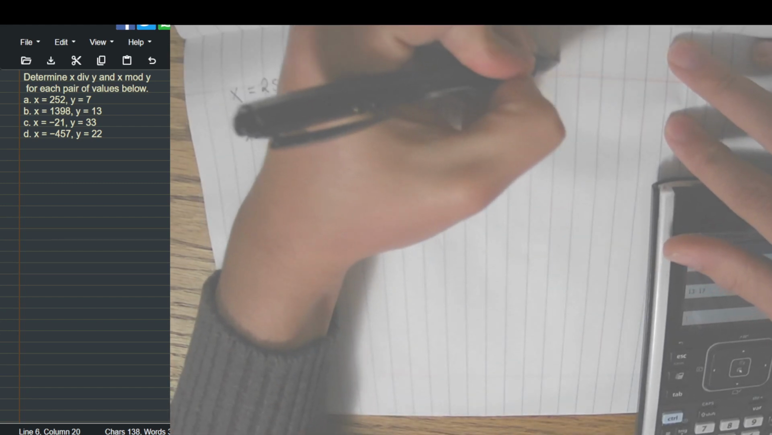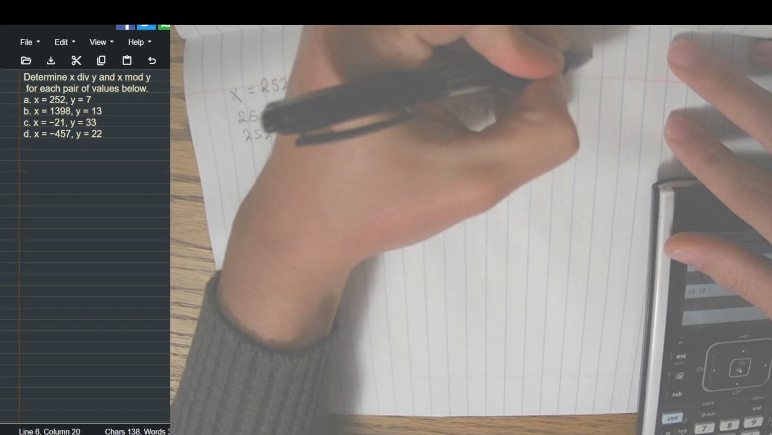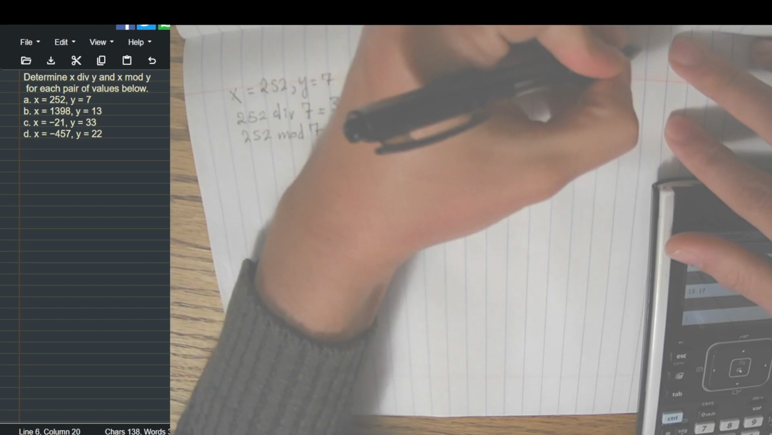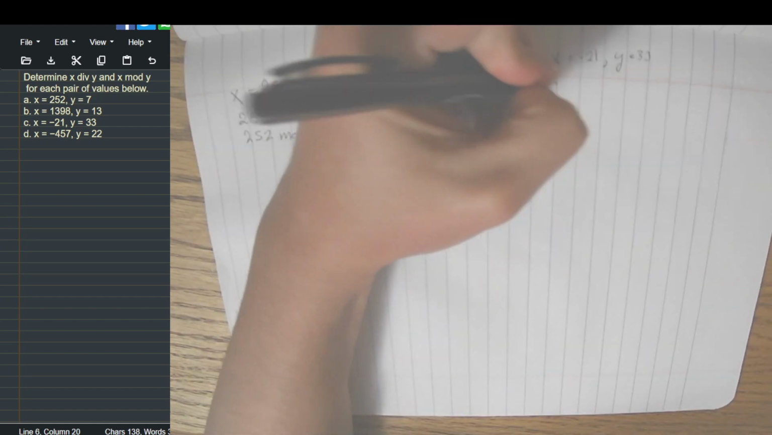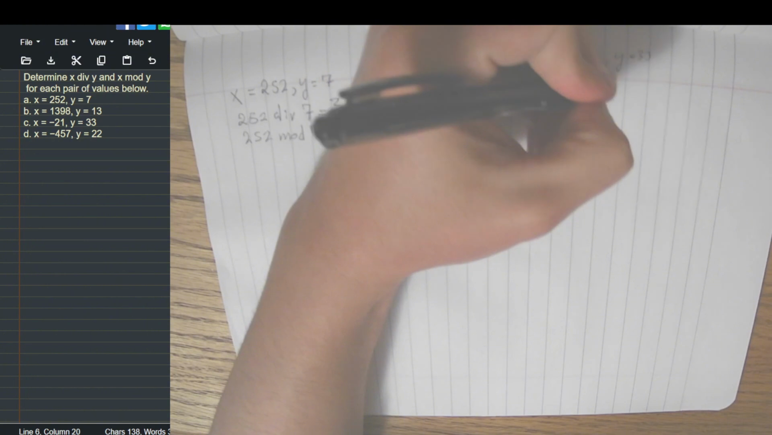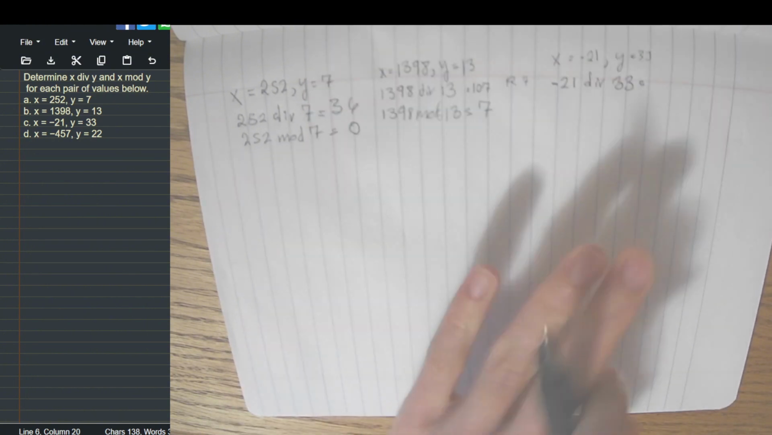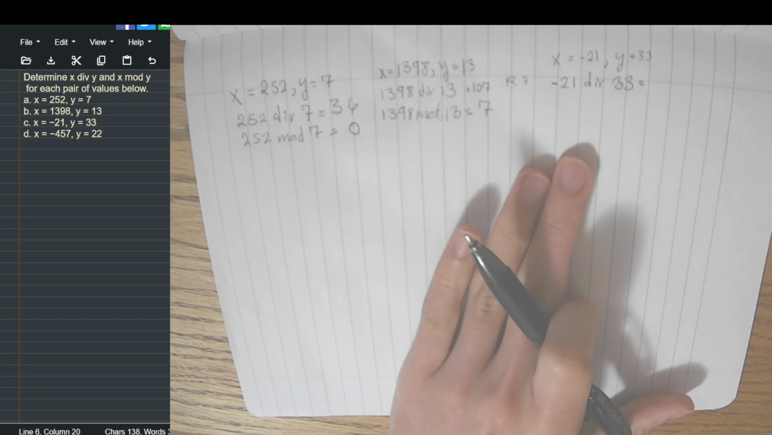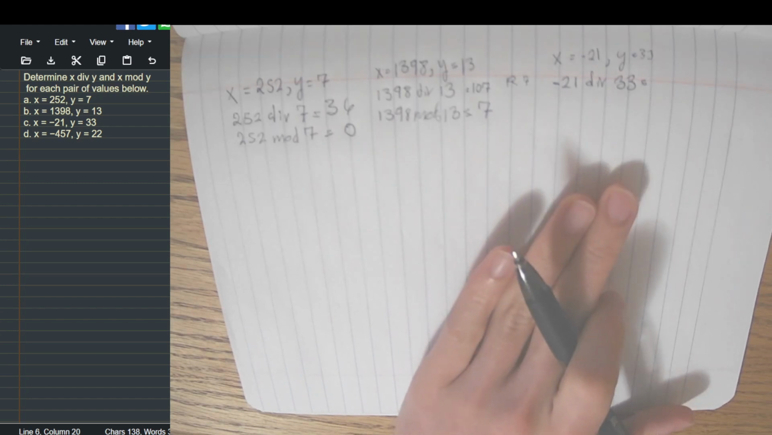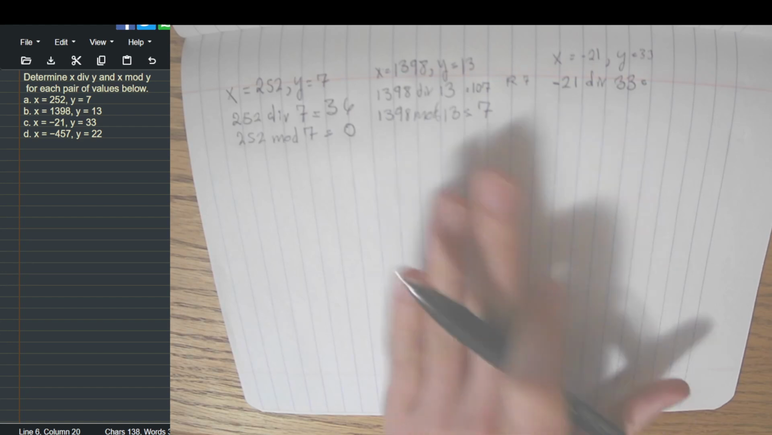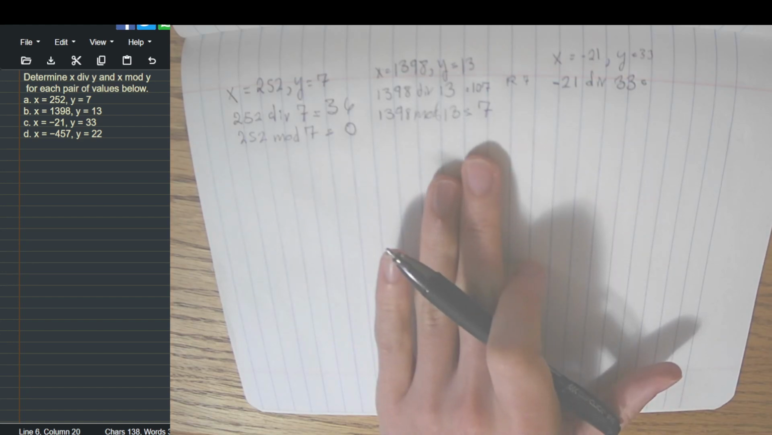Now let's see how this operator behaves with negative numbers. If x is negative 21 and y is 33, let's look at negative 21 divided by 33. Now this is going to look a little bit different. If I do negative 33 goes into negative 21, this might make more sense if I write it algebraically.